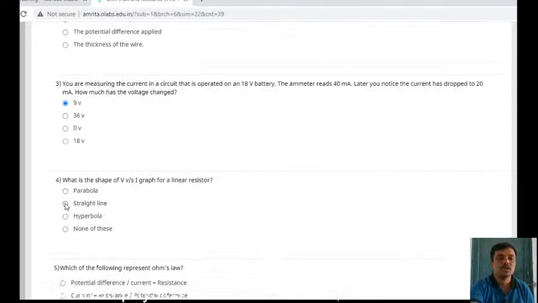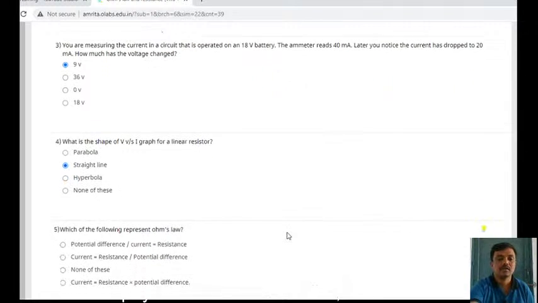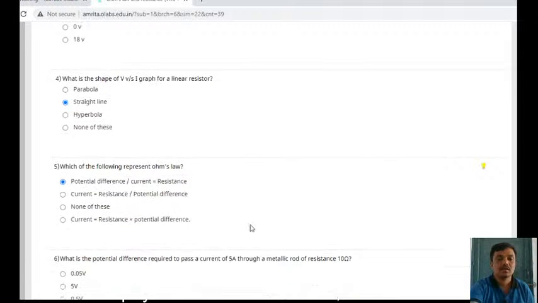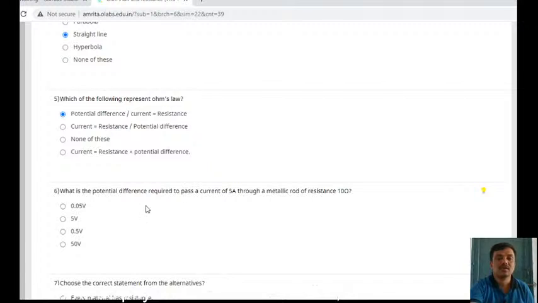What is the shape of the potential difference versus current graph? Straight line, because V is proportional to I. Potential difference by current is the resistance. Next, what is the potential difference required to pass 5 ampere current through a metal conductor of resistance 10 ohm? Here we have to find the potential difference, which is equal to IR: 5 into 10, 50.